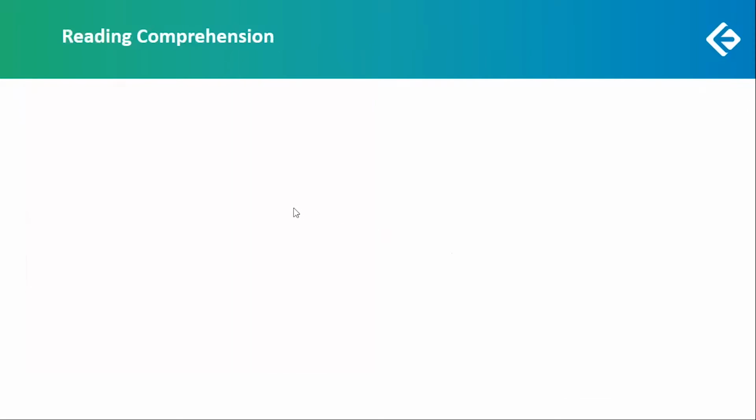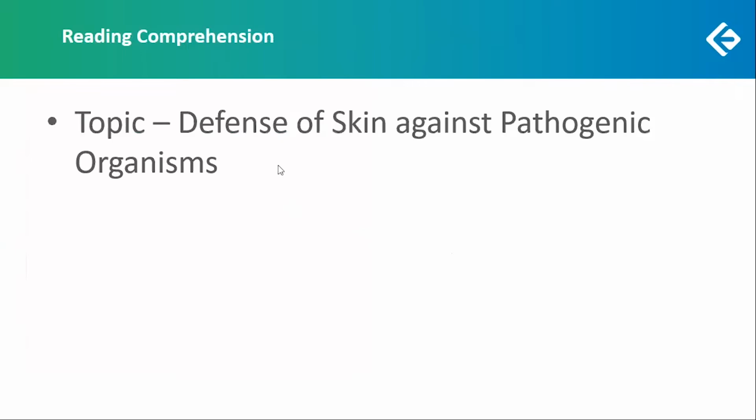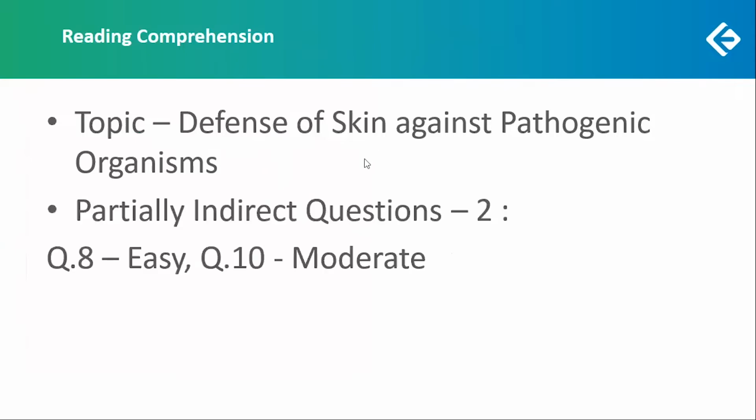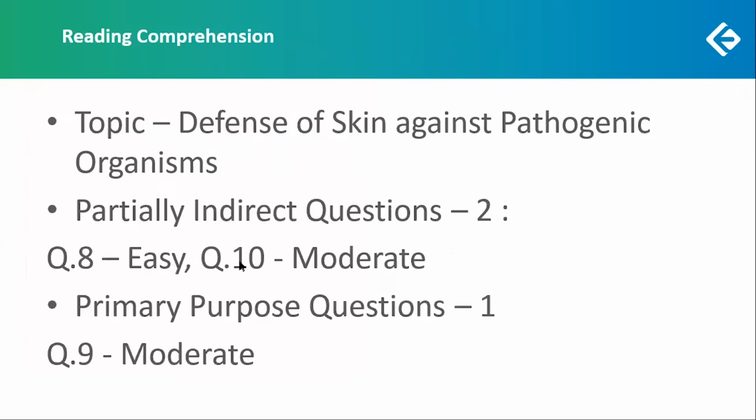And when we come to the reading comprehension passages, we can see that the first passage was based on defense of skin against pathogenic organisms. You had 3 questions there, out of which two were moderate and 1 was easy. But partially indirect questions, out of which question 8 was easy and question 10 was moderate. You had 1 primary purpose question which can be termed as moderate because the options were not that close, nor were they very far. It was something that you could pinpoint, especially by eliminating options.